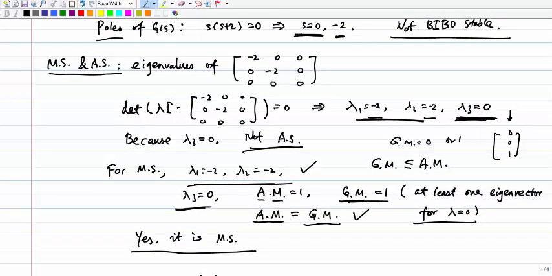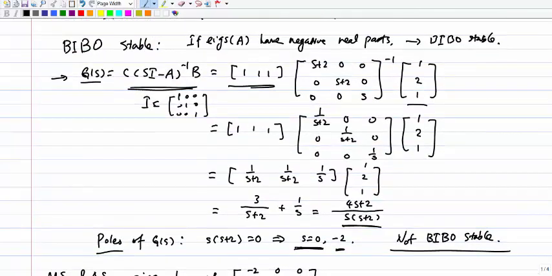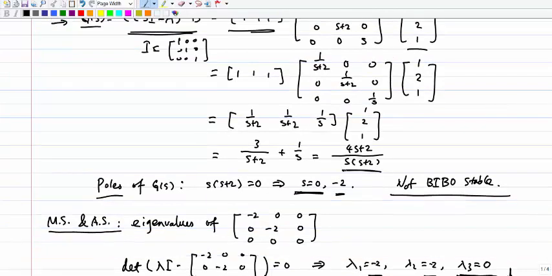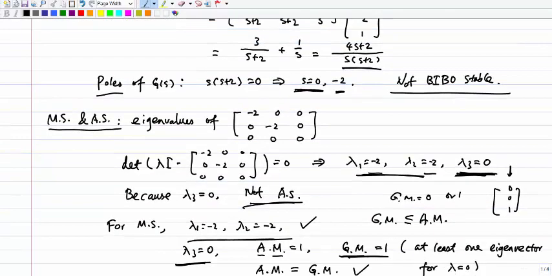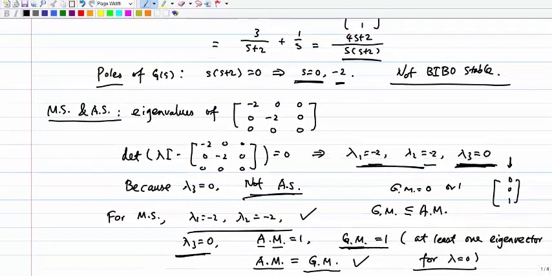So we can say it's marginally stable. To summarize, for BIBO stability we check the transfer function and see if the poles of the transfer function have negative real parts. If yes, it is stable. If no, it's not BIBO stable. Marginal stability and asymptotic stability only check the eigenvalues of A. If the eigenvalues of A all have negative real parts, the system is both marginally stable and asymptotically stable. If some of them have positive real parts, it is neither marginally nor asymptotically stable.